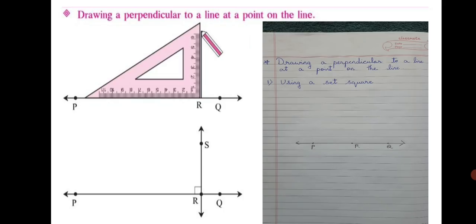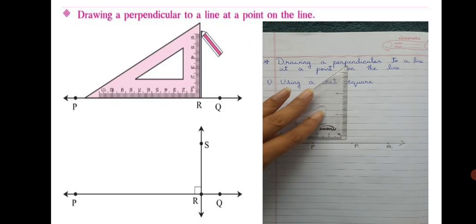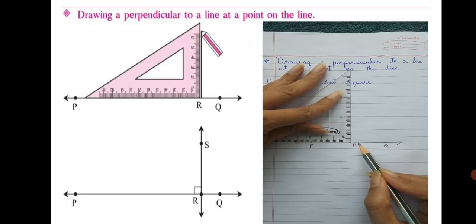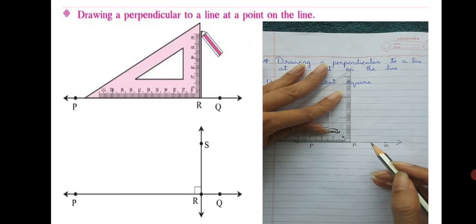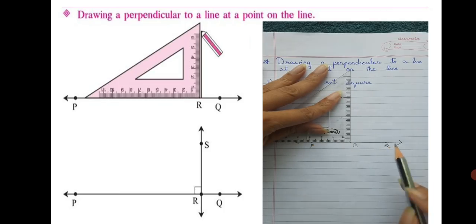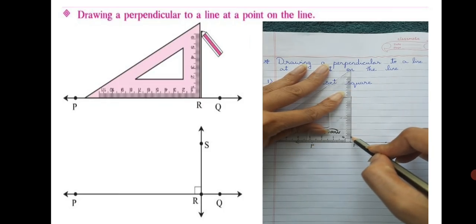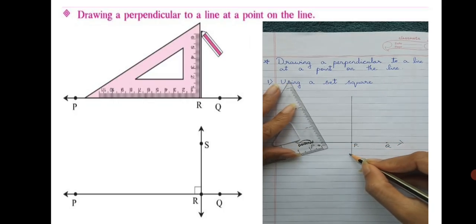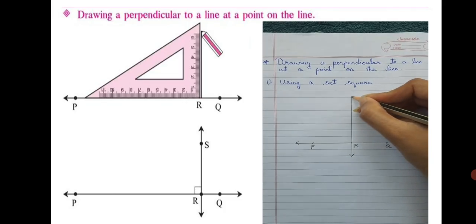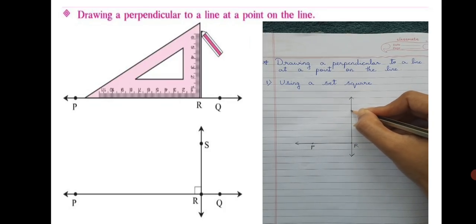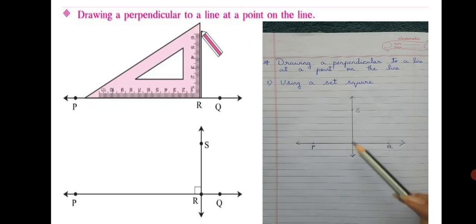Place the set square now on the line in such a way that the vertex of its right angle, you can see right angle here, is at point R, and one arm of the right angle falls on line PQ. Now draw a line RS along the other arm of the right angle of the set square. Put endpoints marked with arrow and name the point S. So RS is perpendicular to line PQ at point R.